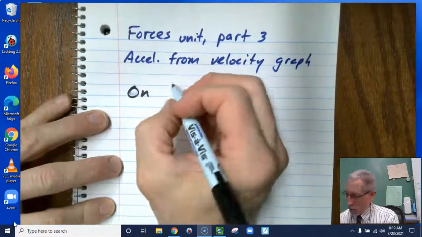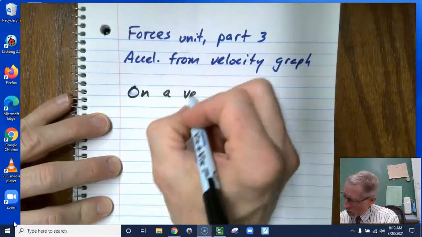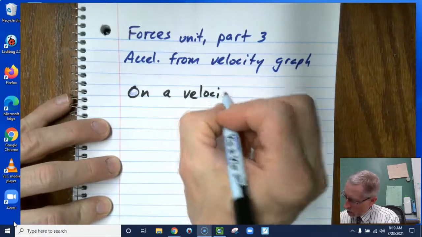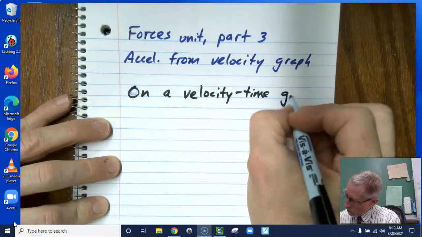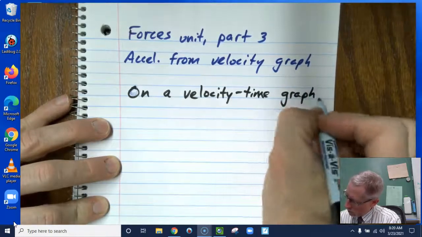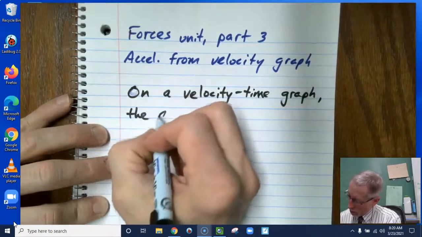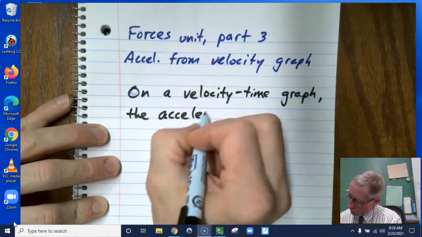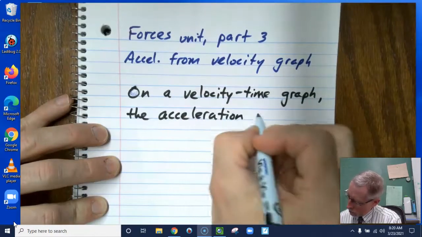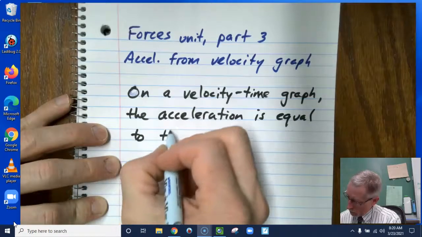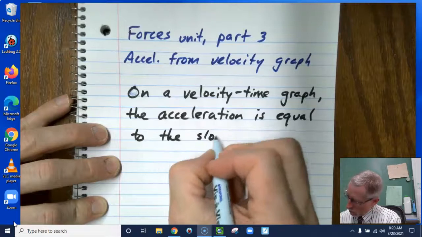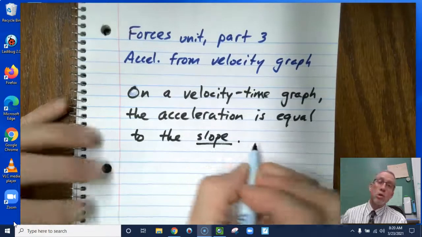So here's what you're going to need to know. On a velocity time graph, the acceleration is equal to the slope.